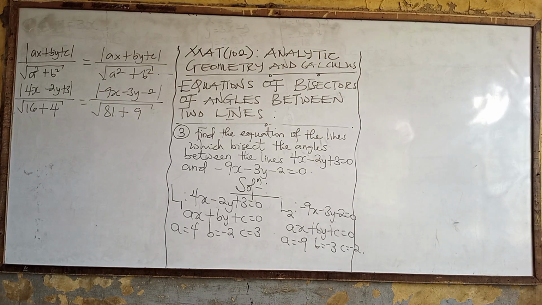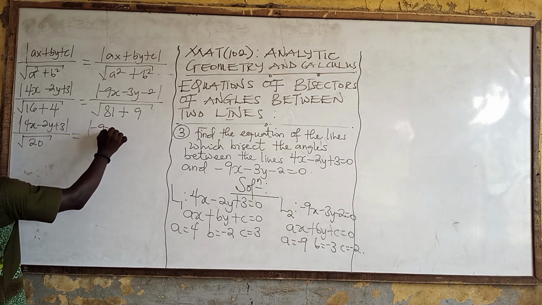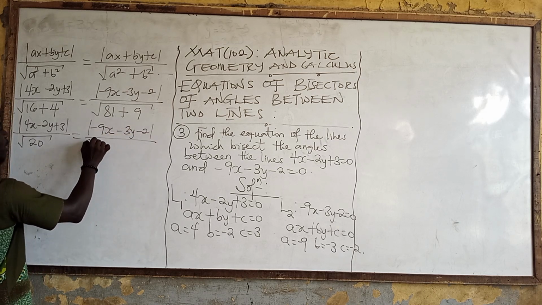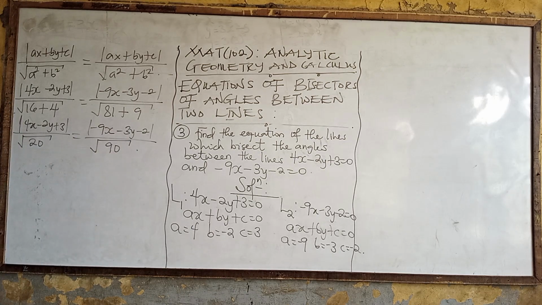Right. So I have the absolute of 4x minus 2y plus 3 divided by square root of 20, which must be equal to the absolute of negative 9x minus 3y minus 2 divided by the absolute of 19. 9 plus 1 is 10, 1 plus 8 is 9. So now here we can do our cross product.